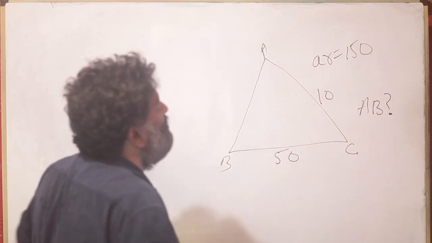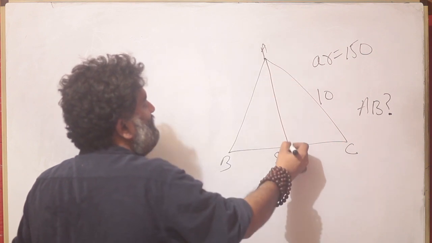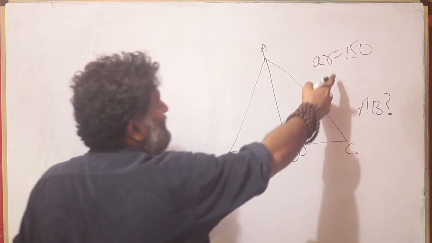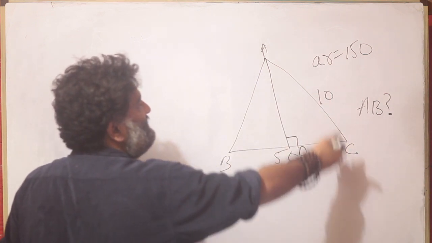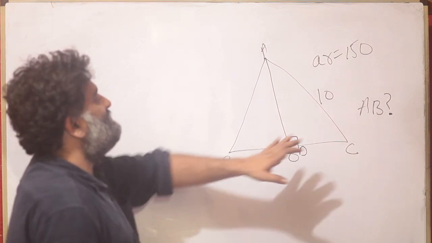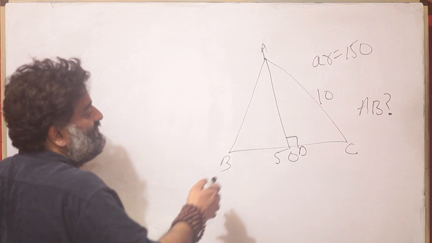So how will we go about doing that? For starters, drop a perpendicular. Call it AD. Why? Because I have the area. I know area is base into height. I have gone for this orientation. You can run the same process using this as a base, drawing that perpendicular. Very similar logic will play out.